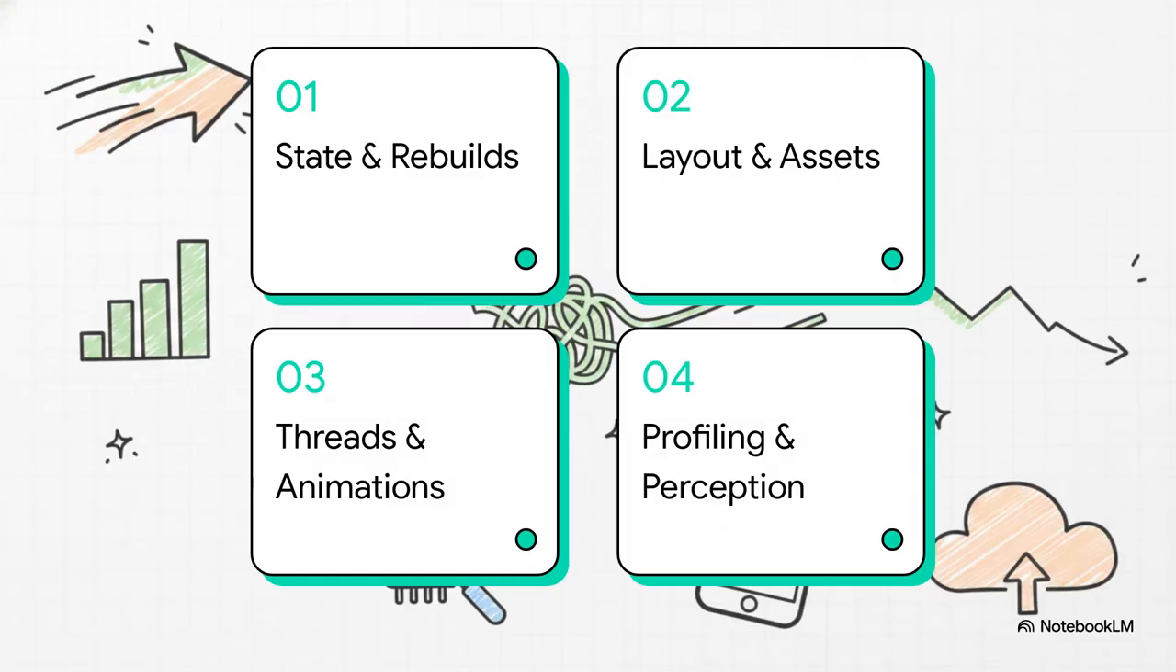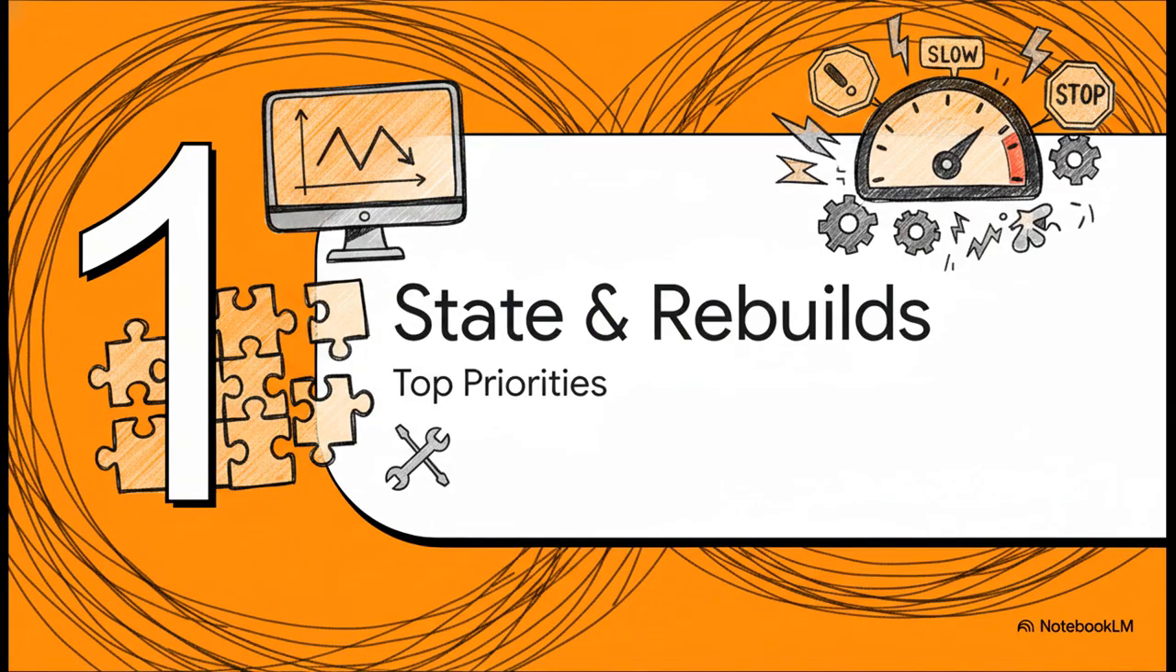So today, we're tackling those performance woes with a prioritized checklist. Number 1, state and rebuilds. Number 2, layout traps and heavy assets. Number 3, smooth threads and animations. And finally, number 4, profiling and perception. Let's kick things off with Section 1, state and rebuilds.